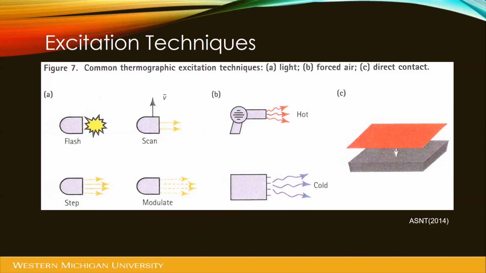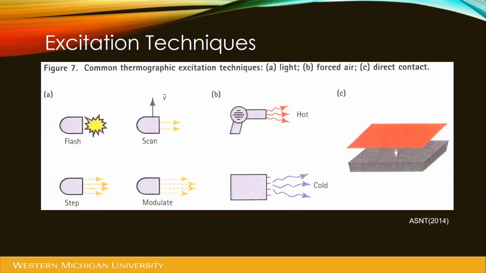And then the last one's modulating, and that's more like a sine wave, turning the brightness or the temperature of the heat source up and down, up and down, rather than stepping it. It's a smoother thing. And it can be heat or it can be cold. The one they're showing there on the right, C, is a direct contact method. That can be things like a heat blanket or other stuff like that.